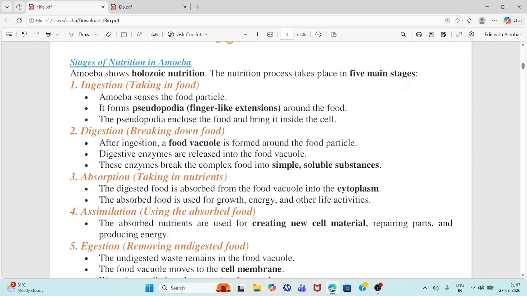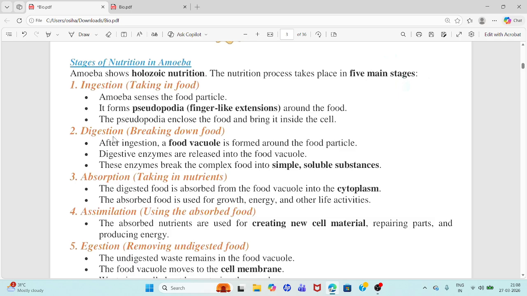Second stage, digestion, means breaking down food. Digestive enzymes from the surrounding cytoplasm are released into the food vacuole. Then the enzymes chemically break down complex food particles into simple soluble molecules.